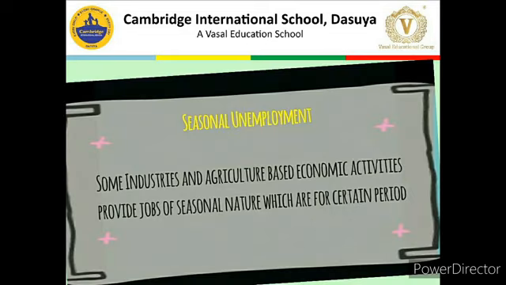Not just agriculture, some industries also provide jobs of seasonal nature, which are for certain periods of the year only. On an average 2 to 3 months in rural areas, farmers used to say that I have nothing to do until next farming season. This is the kind of unemployment that is usually seen in villages of India.